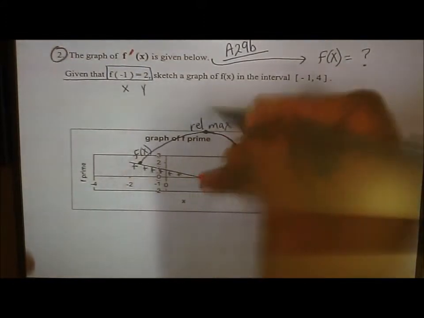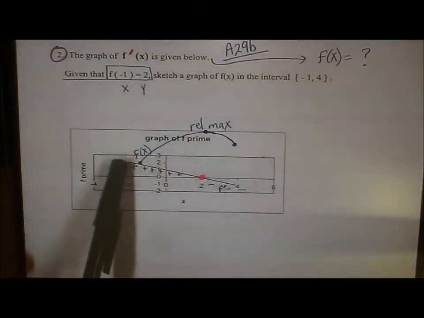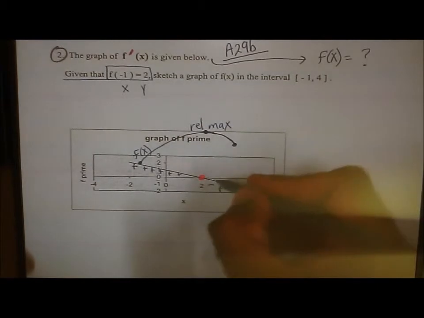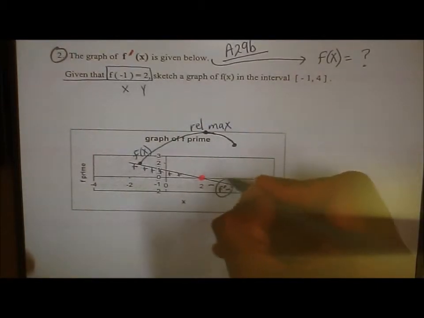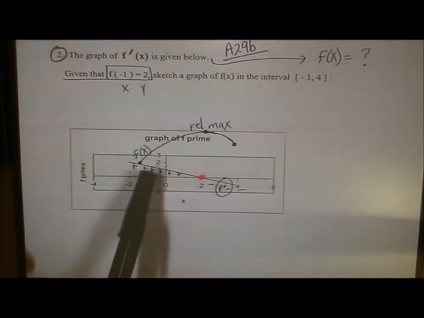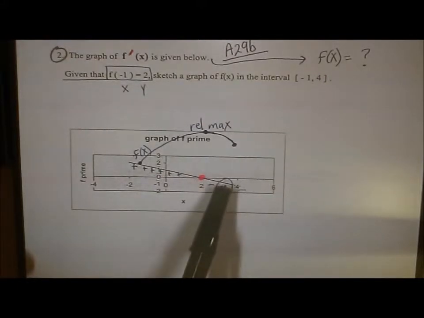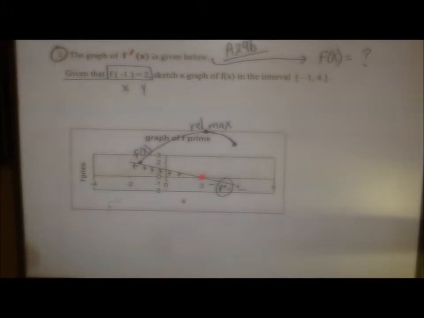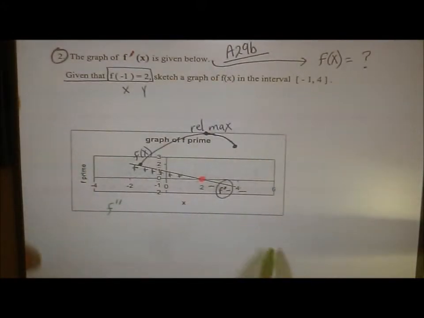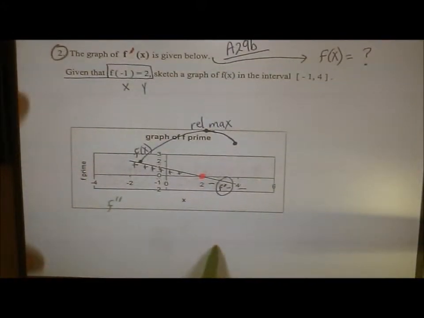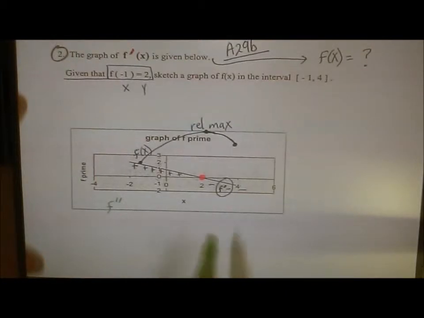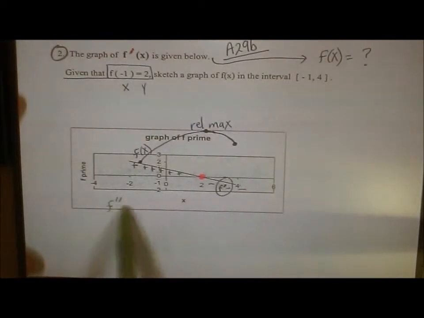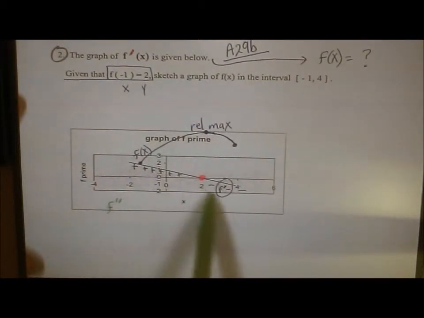Now, what you've created here is a sign chart for f prime. And the sign chart tells you whether you're increasing or decreasing or have a relative extreme. What I did not discuss, and I didn't want to overwhelm you, is concavity. So now we're going to make an f double prime sign chart based on the graph of f prime.